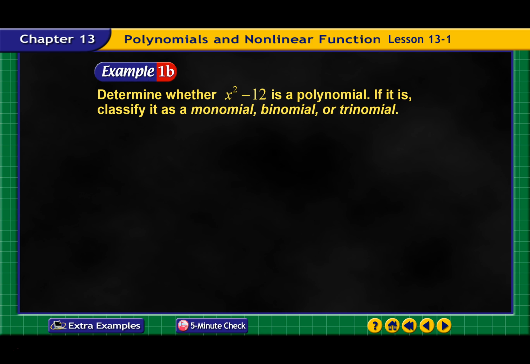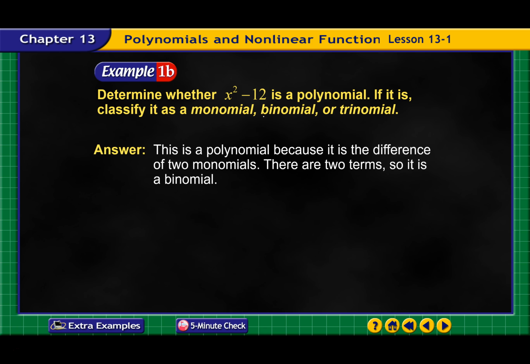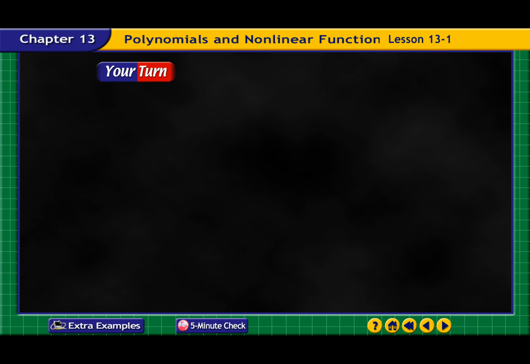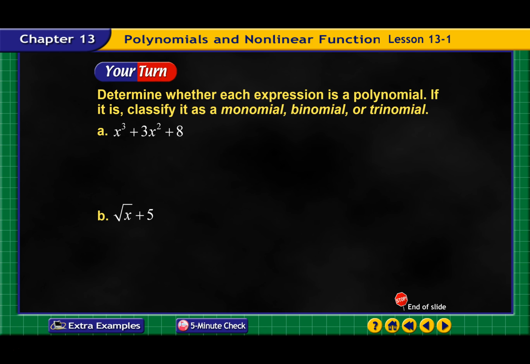Okay, 1b, is x squared minus 12 a polynomial? I would say yes it is, and it's probably a binomial. It's a polynomial because it has two different monomials. There are two terms, so it's a binomial. All right, pause this video, tell me what you think.